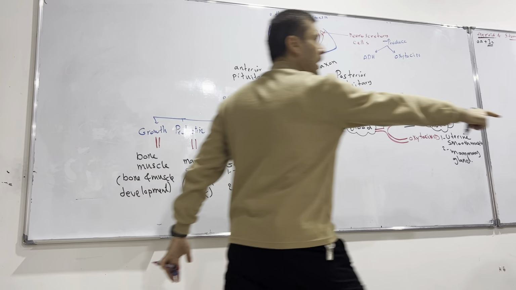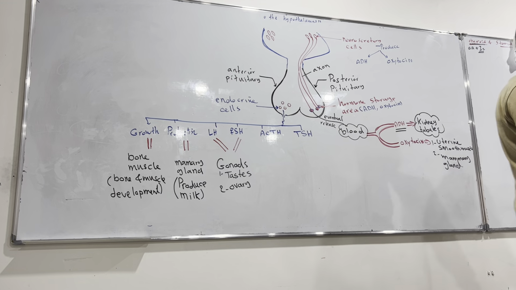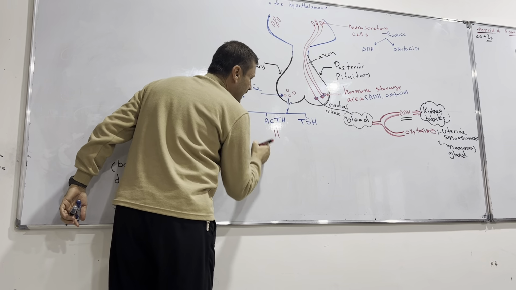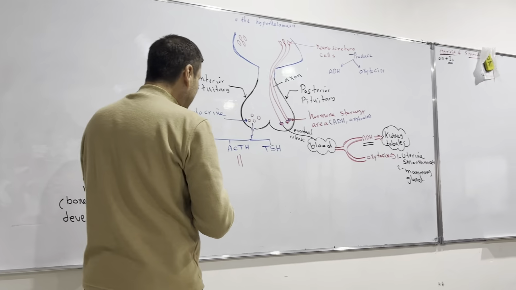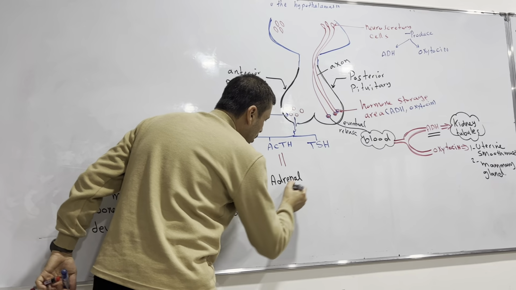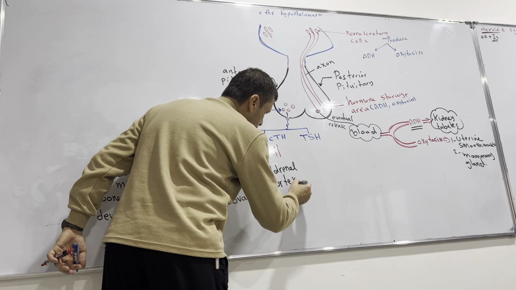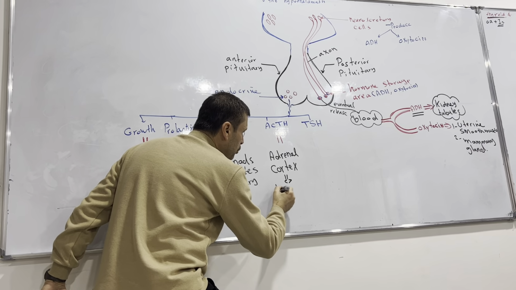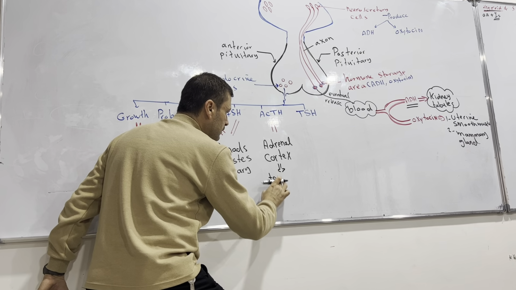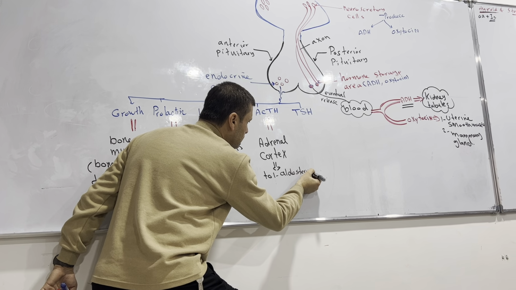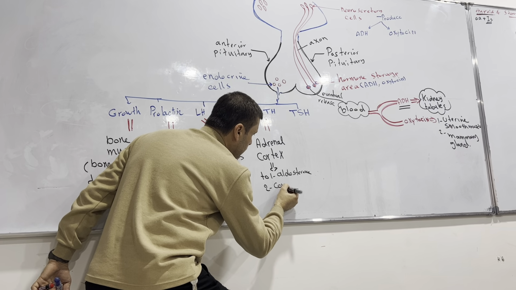Last, ACTH, adrenocorticotropin hormone. It targets the adrenal gland, the adrenal cortex. It stimulates the adrenal cortex to produce and secrete aldosterone and cortisol.